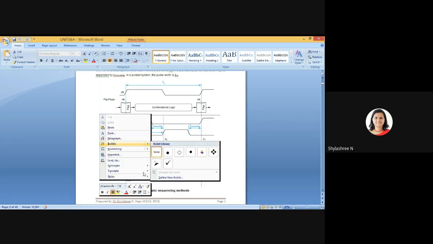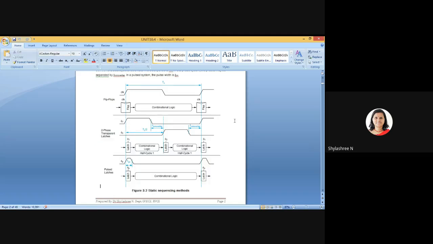I thought of using a pointer. Anyway, T non-overlap. And in a pulsed system, the pulse width you can see here as TPW. So how in each case the system or sequencing method is going to work.